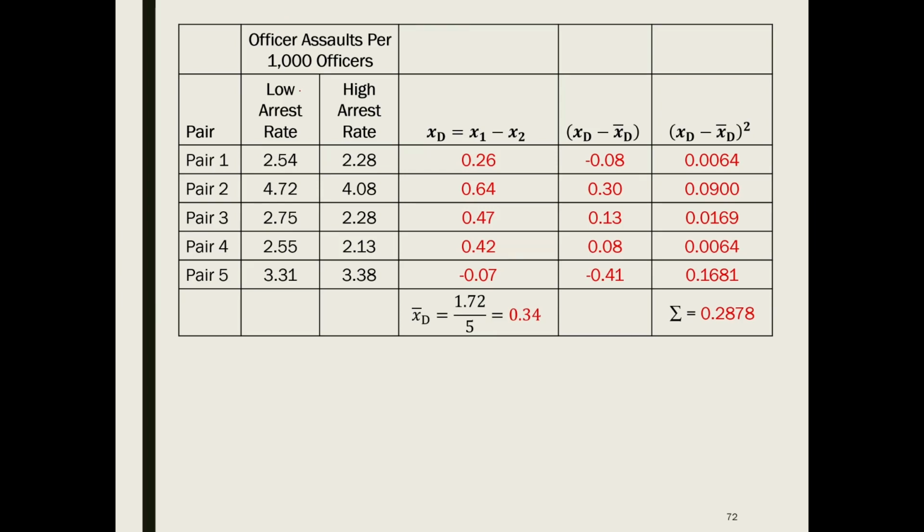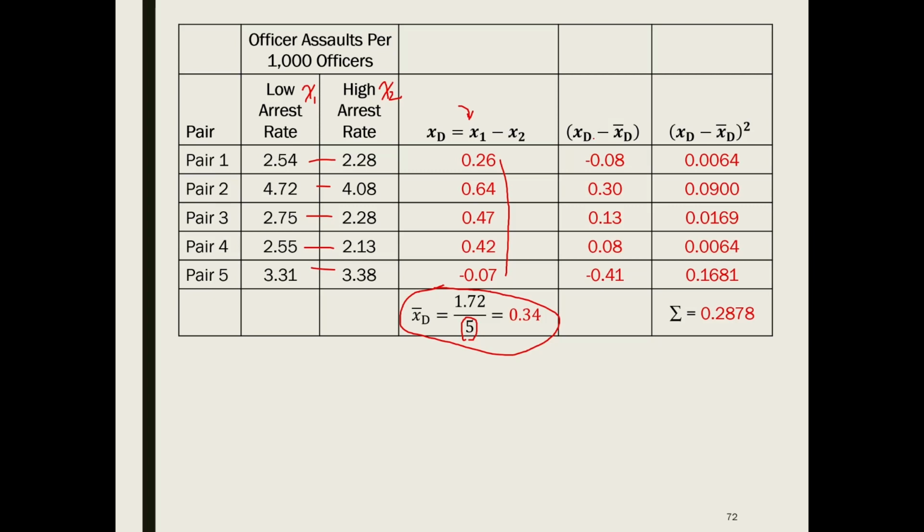So in this case, let's make low arrest rate x1 and high arrest rate x2. This column is just the difference scores, x1 minus x2 for each of them. Then you have these difference scores, and you have to calculate the mean of the difference scores. How do you calculate? You add all the numbers together and divide by 5, because there are 5 pairs. You get the average difference score.